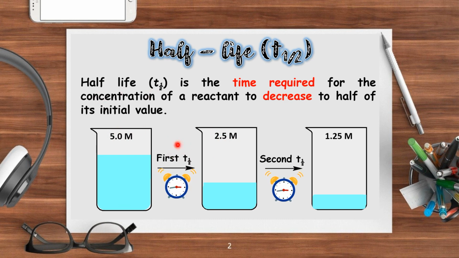So this refers to the first half-life. Then from 2.5 molar of HCl, when the concentration is reduced to half, it becomes 1.25 molar. The time taken refers to the second half-life. So remember, half-life refers to the time required for the concentration of a reactant to decrease to half of its initial value.